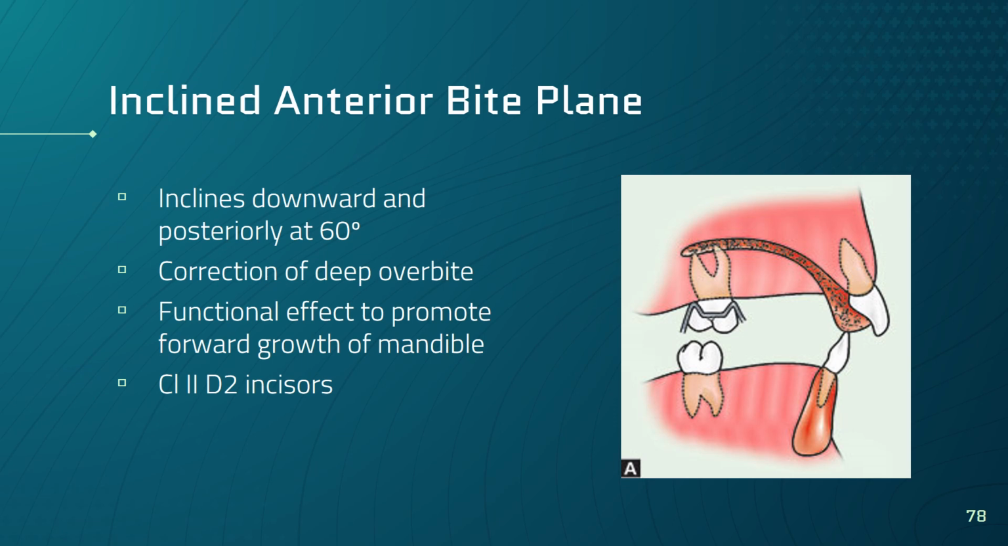Now, the inclined anterior bite plane. Now, this bite plane inclines downwards and posteriorly at about 60 degrees. Now, it's used for the correction of a deep overbite. It also has a functional effect whereby it helps to promote the forward growth of the mandible. Thus, it's suitable for use with class 2 division 2 incisors.